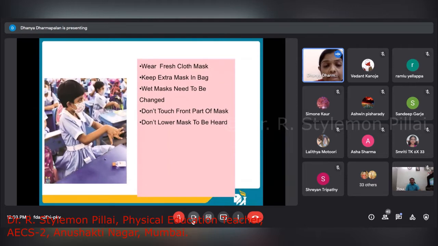And don't lower the mask to be heard. This is one very common mistake that people make, even elders do. When they want to be heard, we just lower the mask and talk. That should not be done. There is then no use of the mask, right? So if you want to be heard, just talk aloud. Okay? Remember to talk aloud, but don't lower the mask. And make any adjustments from the side. Suppose your mask is slipping down, make adjustments from the side rather than from the front.